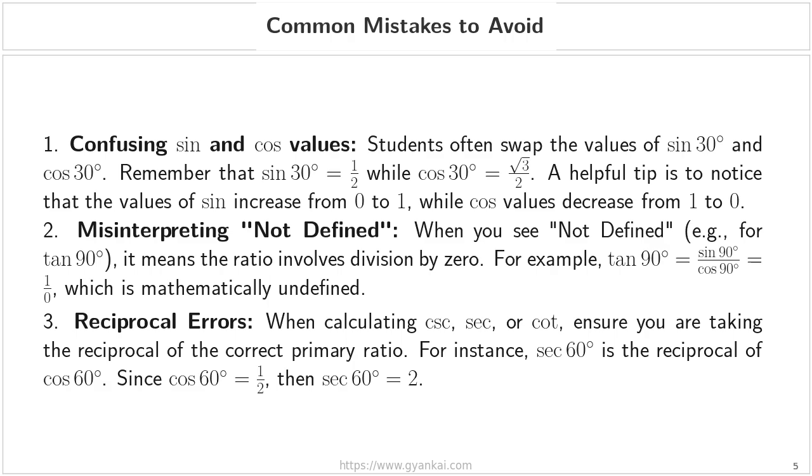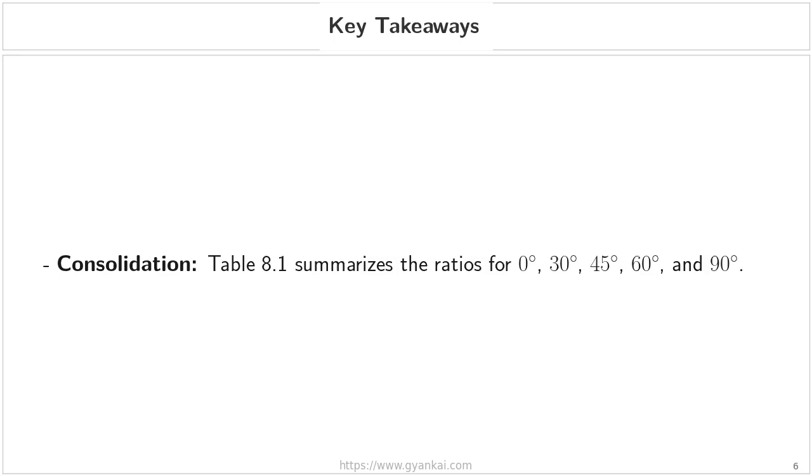Key takeaways. First, regarding consolidation. Remember that Table 8.1, which we looked at earlier, is your ultimate cheat sheet. It summarizes all the essential trigonometric ratios for 0 degrees, 30 degrees, 45 degrees, 60 degrees, and 90 degrees. Having these memorized or easily accessible will save you a lot of time during exams.